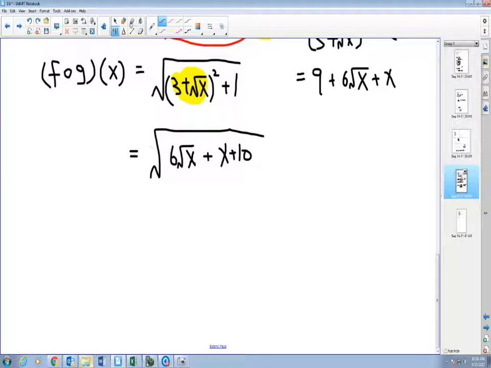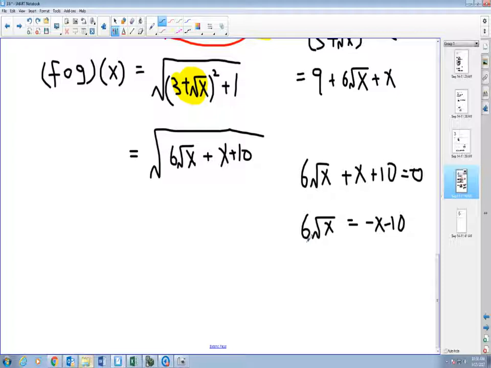Alright, so I can look at it this way. Where will my domain begin? If I set what's inside the square root equal to 0 to see where my domain will begin, this is solving a radical equation. So I'm going to toss my x and the 10 over to the other side so I can isolate my square root. That'll be negative x minus 10.